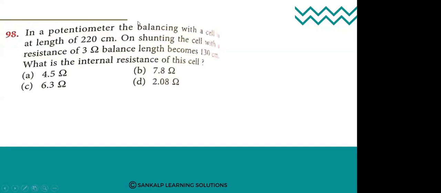Next question. In a potentiometer, the balancing with a cell is at a length of 220 centimeters. So again, the balancing length is given as 220 centimeter. On shutting the cell with a resistance of 3 ohm, balance length becomes 130 centimeter. So first the balancing length is 220 centimeter. When the resistance is 3 ohm, the balancing length is becoming 130 centimeter. So what is the value of the internal resistance? Small r value.